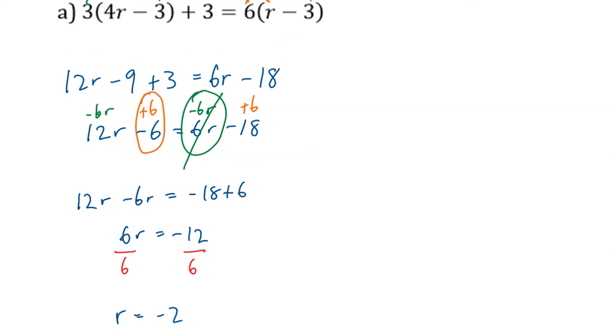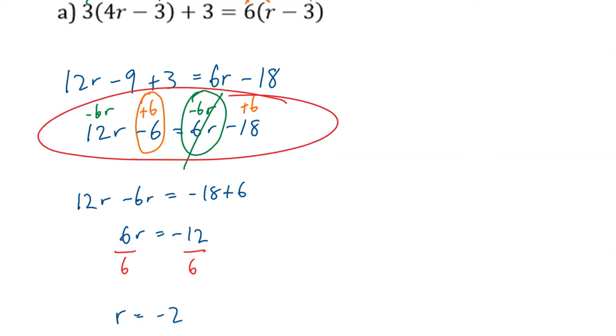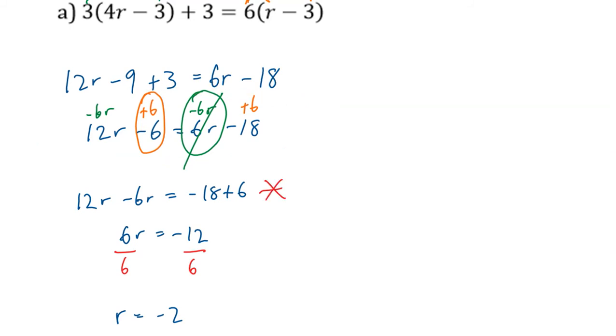But remember, my guaranteed way for success is to simplify down to two terms on each side, especially when you have a whole bunch. Definitely, I would be skipping that step. Okay? Because I can just do 12r minus 6r is 6r, right?